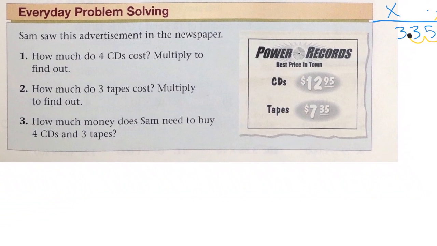Everyday problem solving. Sam saw this advertisement in the newspaper. How much do 4 CDs cost? Multiply to find out. So we've got $12.95. We need 4 of them. So we can write 12.95 times 4.